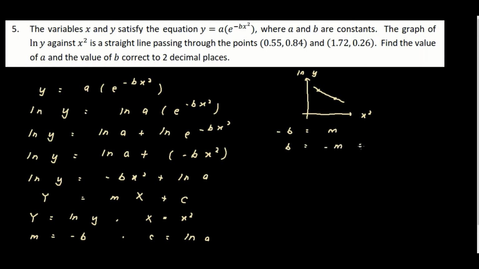You can find out your gradient here, same thing. You can do x1, y1, then x2, y2. So let's do 0.26 minus 0.84, then divide by 1.72 minus 0.55. And you should be able to get the answer, to two decimal places, 0.50. Okay, so you can use your calculator to get that.